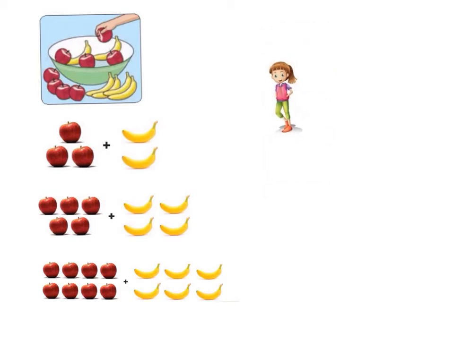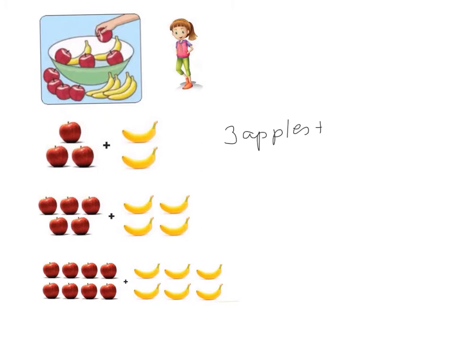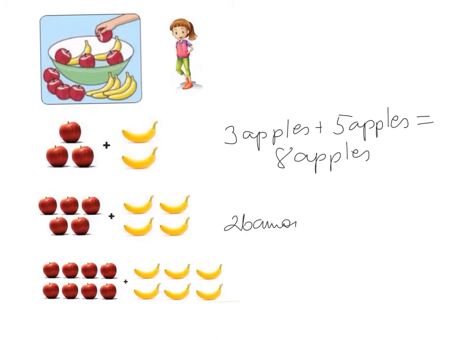Okay, so we have our Annie. And now 3 apples plus 5 apples, that gives you 8 apples. And the same with bananas, so we have 2 bananas plus 4 bananas equals 6 bananas.